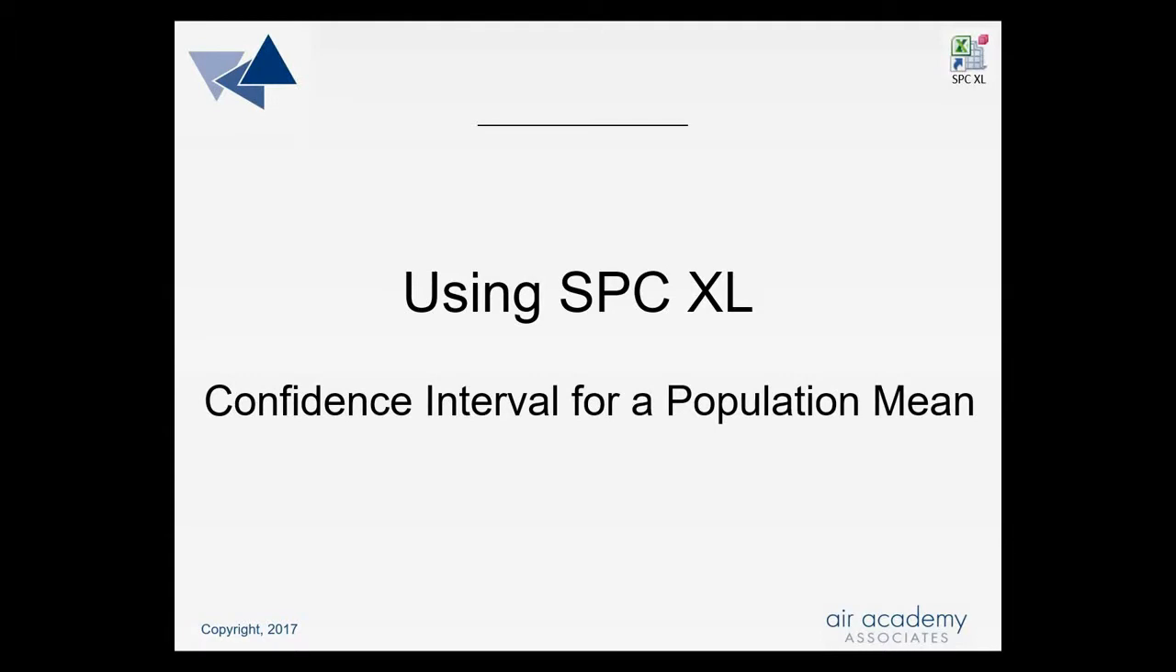But before we go to the software, I'd like to spend a few minutes talking about what a confidence interval is and why we may want to use it. And also to show you the relationship between sampling and a confidence interval.